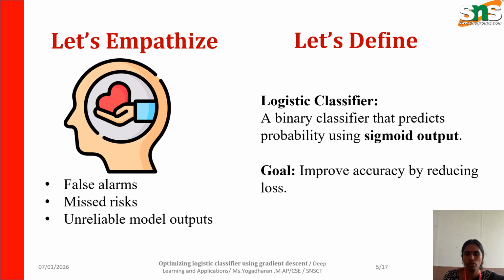In the empathy part of today's class, from a human perspective, a wrong prediction can create confusion and loss of trust. A logistic classifier outputs probability using a sigmoid function, as I told you, and if the probability is incorrect, the decision will also be incorrect. So our goal is very clear: improve accuracy by reducing loss.